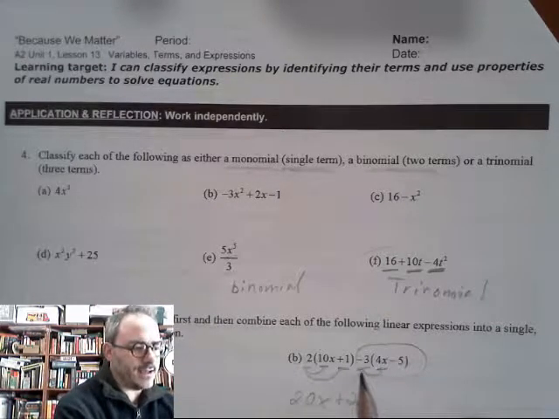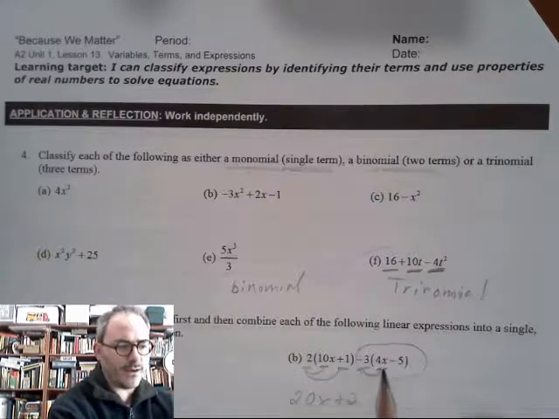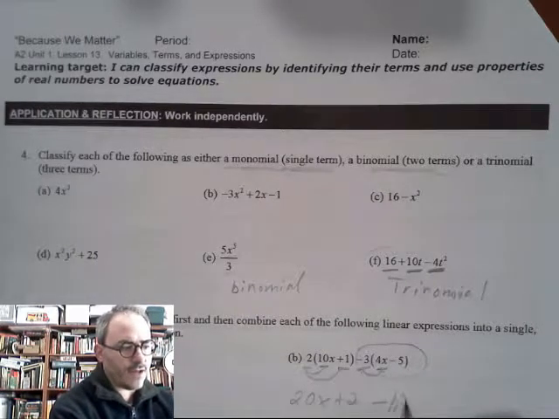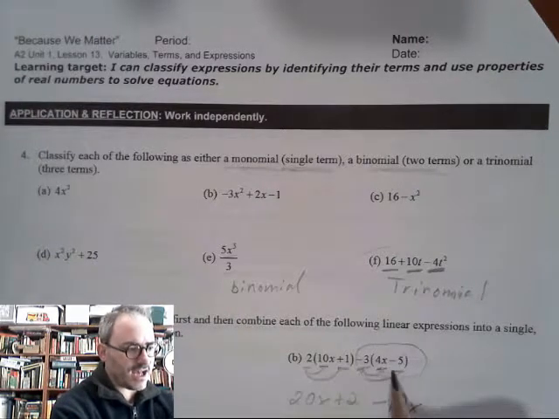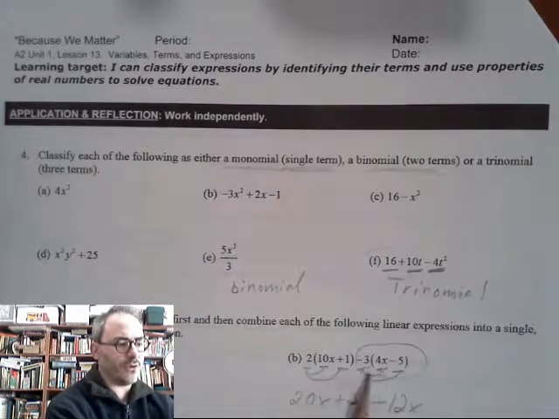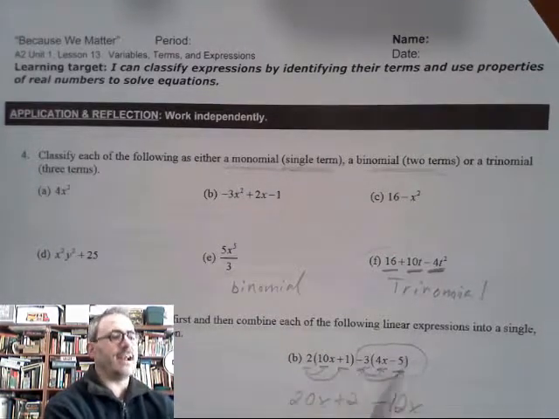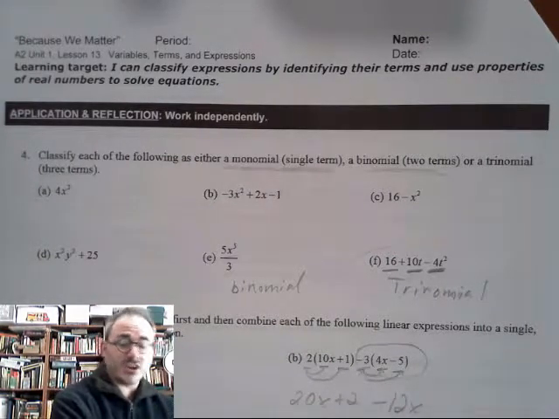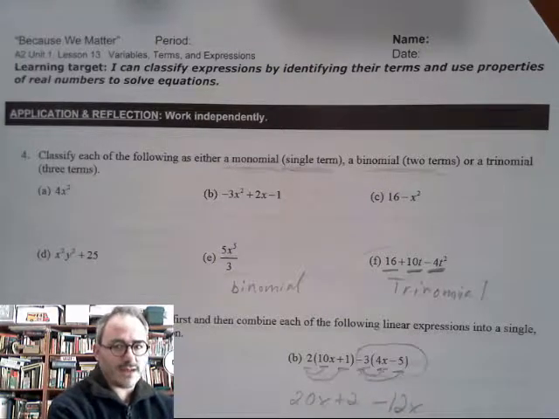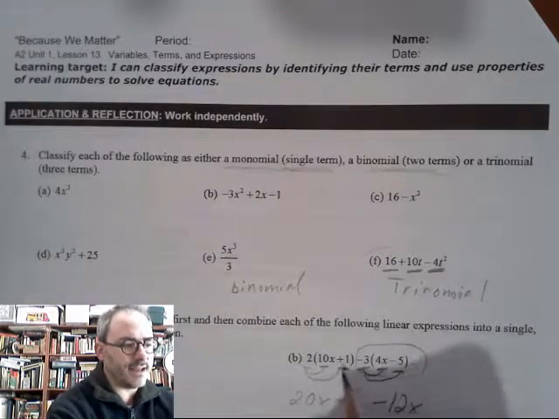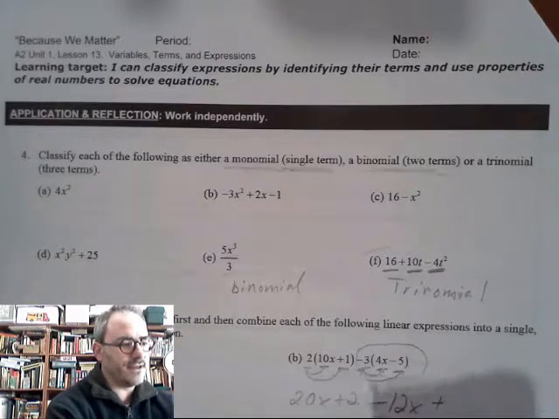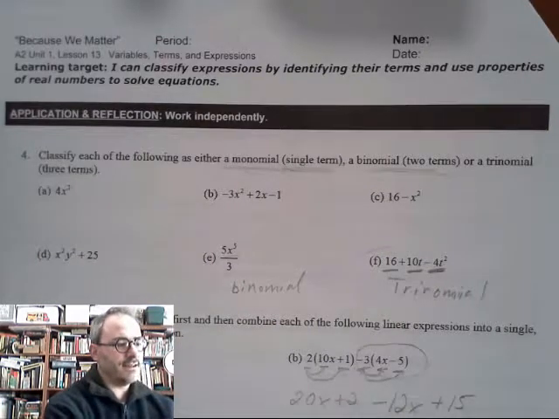Negative 3 times positive 4x is going to be negative 12x. Again, distribute the negative 3 to both terms. This is a common mistake students will make. They'll only distribute it over to one and not to the second term in the binomial. That won't work. That violates the distributive property. Negative 3 times negative 5. A negative times a negative gives me a positive. 3 times 5 is 15.